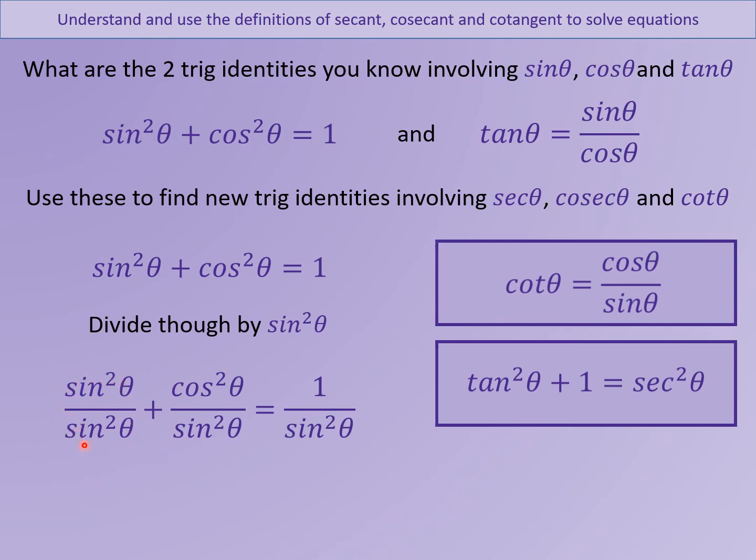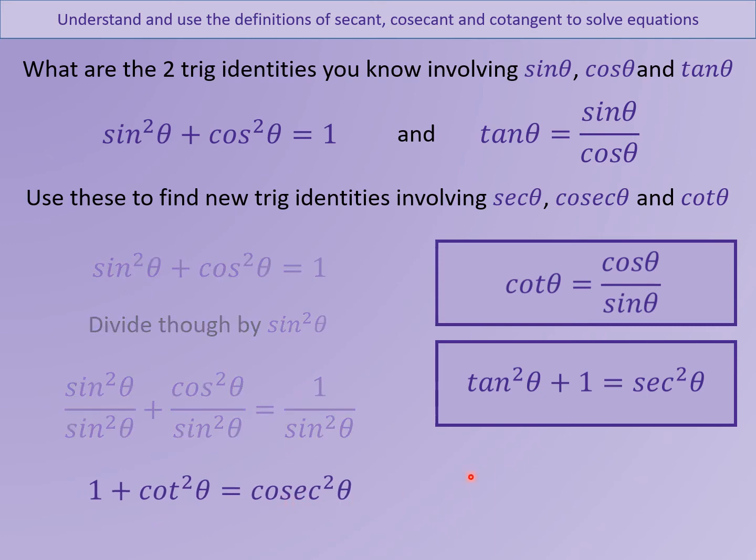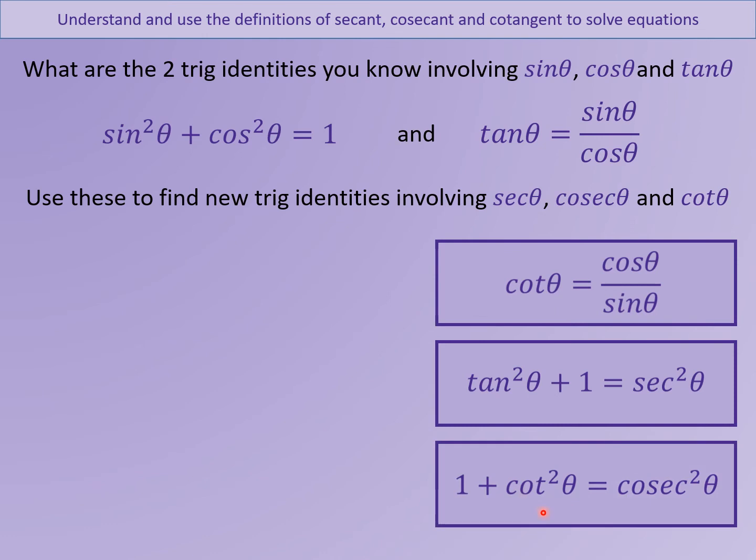Well, sine squared over sine squared is just going to be 1. Cos squared over sine squared is the same as cos over sine, all squared. But cos over sine, that's one of the ones I just got. That's cot theta. So really, that's cot squared theta. And finally, 1 over sine theta, all squared. Well, 1 over sine, third letter, cosec. So really, 1 plus cot squared equals cosec squared. That is my final one to learn for now.